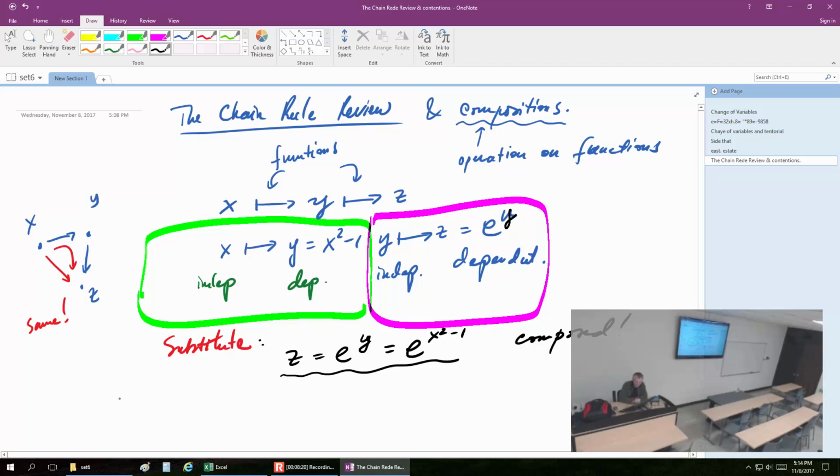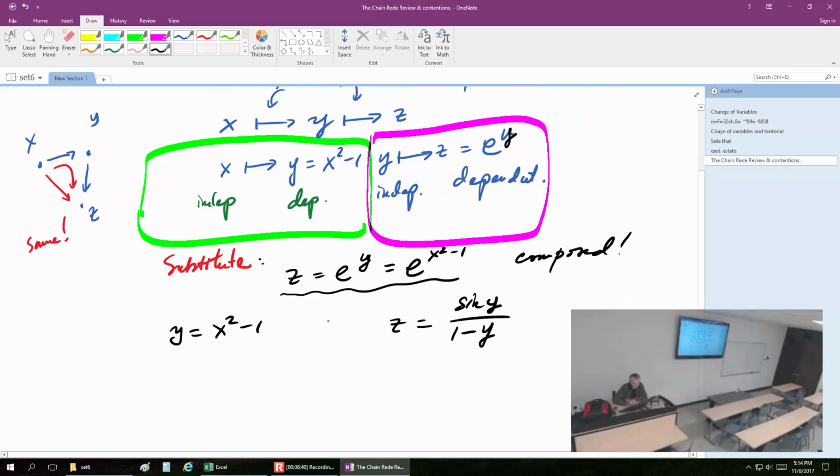So let me do maybe this one more time. y is equal to still x squared minus 1, but suppose z is equal to, say, sine y divided by 1 minus y. To make the point that for the substitution, you might have to do it more than once. As many times as y appears, that's as many times you have to do the substitution. So if I want to carry out the composition, I plug it in. I have sine of x squared minus 1.